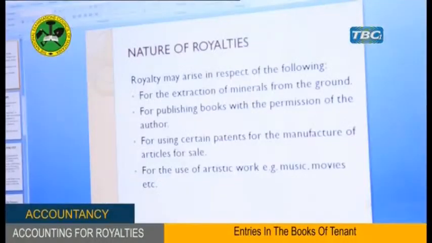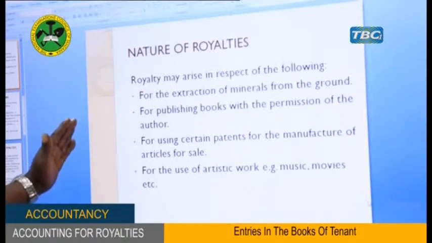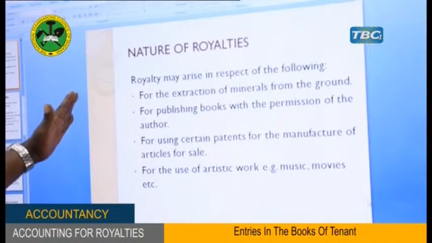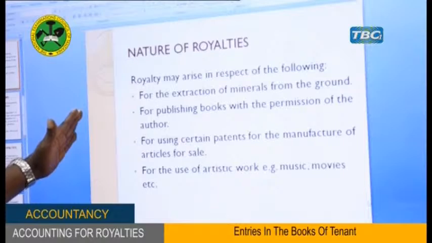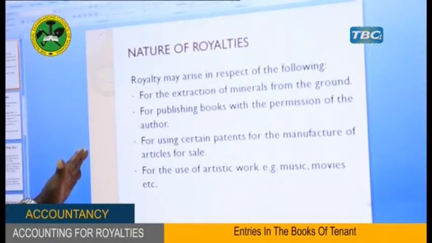Royalties. Royalty may arise in respect of the following: 1, for the extraction of minerals from the ground; 2, for publishing books with the permission of the author; 3, for using certain patents for the manufacture of articles for sale; and 4, for the use of artists' work, for example, music, movie, etc.